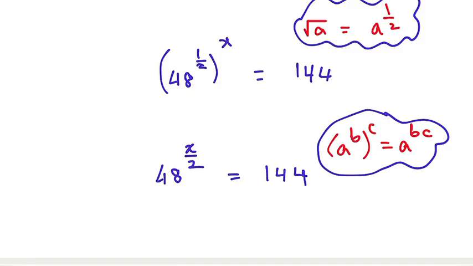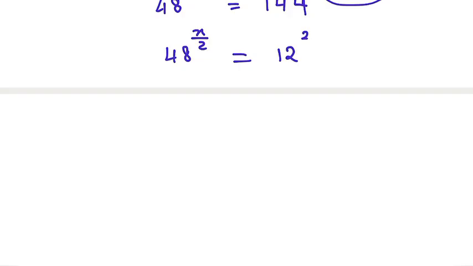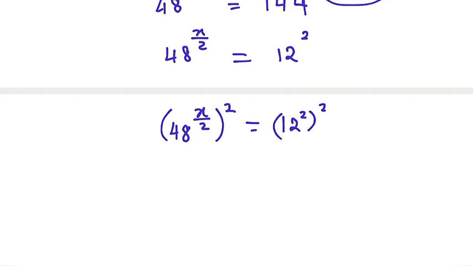Alright, so moving on. We are going to have 48 to the power of x over 2 now equals 12 to the power of 2, because 12 to the power of 2 is the same thing as 144. So from there, what if I square both sides? Now 48 to the power of x over 2, I now square both sides, then equals 12 to the power of 2, then to the power of 2 again.